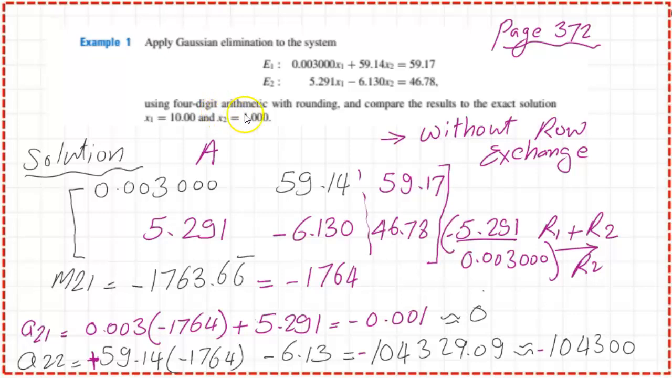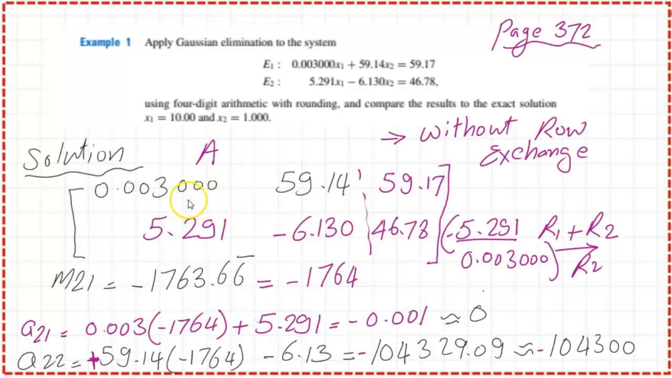Using 4-digit arithmetic with rounding, compare the results to the exact solution, x1 equal to 10 and x2 equal to 1. If we plug in x1 of 10 and x2 equal 1, we will get the right-hand side values. But we are going to try the technique that we have.